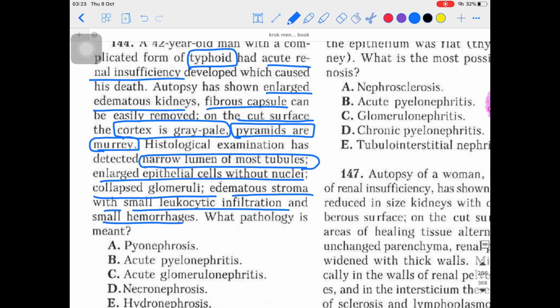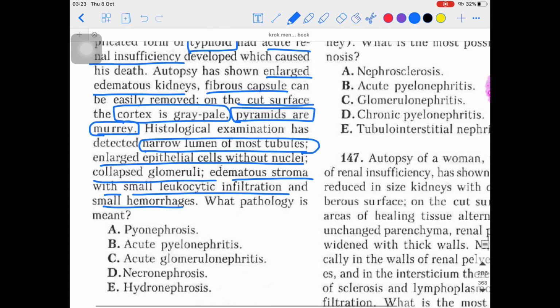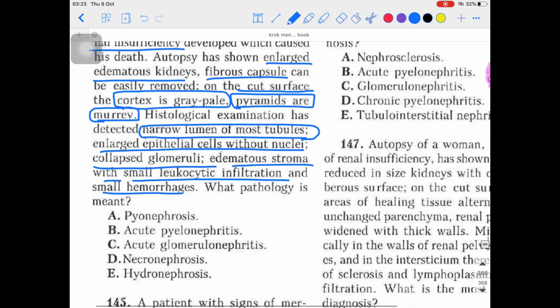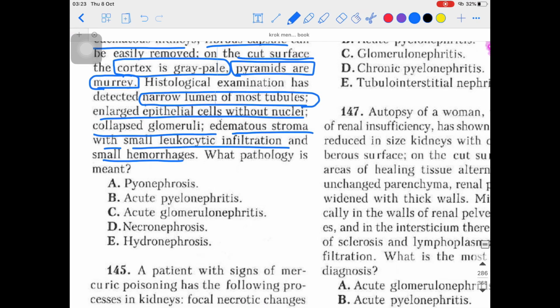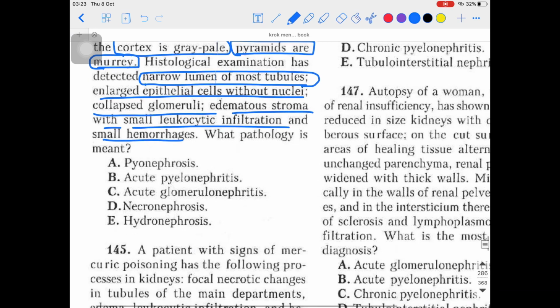Narrow lumen. Why is there a narrow lumen? Because of the necrosis of the epithelial cells of the PCT. They fall into the lumen of the tubule and cause obstruction, causing narrowing of the lumen. So that is the case of acute tubular necrosis. Not given in the options, no problem. Necrotic nephrosis or necronephrosis, yes, that will be the answer. So necronephrosis, that is what? Acute tubular necrosis. That is the main term.